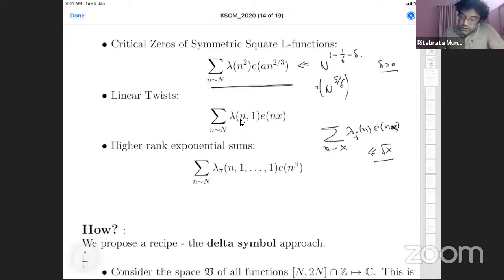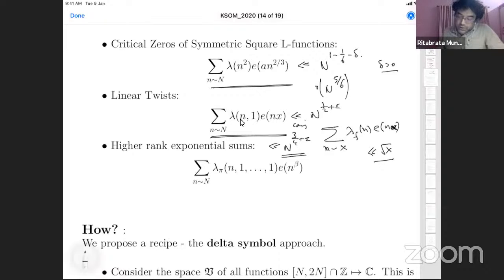But if you go beyond, still it's conjectured that there will be a square root cancellation in this type of sums. So the conjecture is that this is bounded by n to the power 1/2 plus epsilon. But so far, using the Voronoi summation formula for GL3, one is able to prove that it's n to the power 3/4 plus epsilon. So this is another challenging problem that you get.